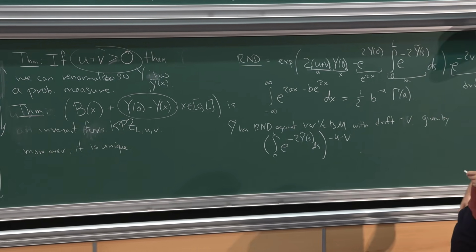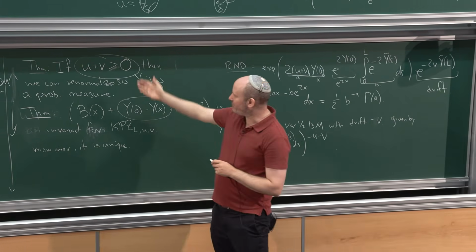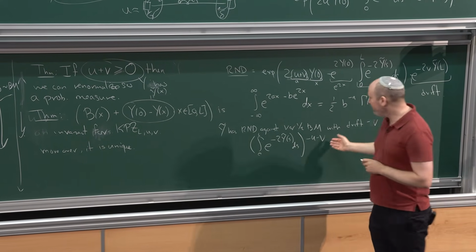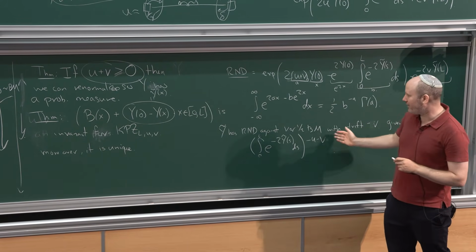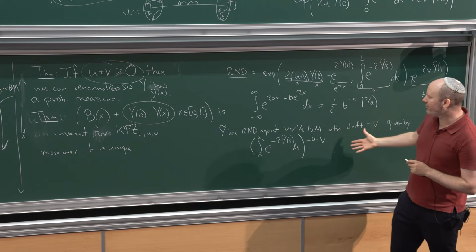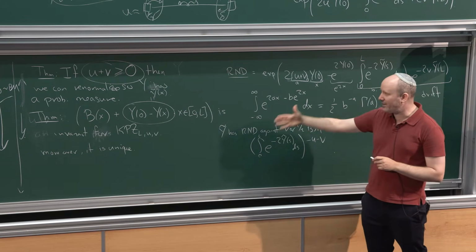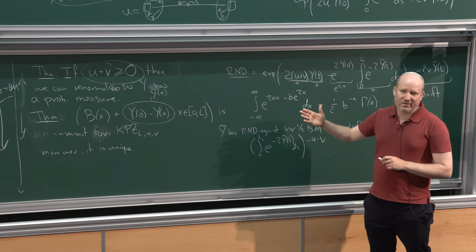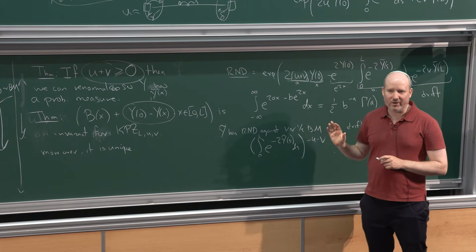Drift v, which is what I claimed when u plus v of 0 is to be the stationary measure. But this makes sense for even u plus v negative. And so the conjecture was that this is the stationary measure for any u and v. Proving that directly is hard, right?